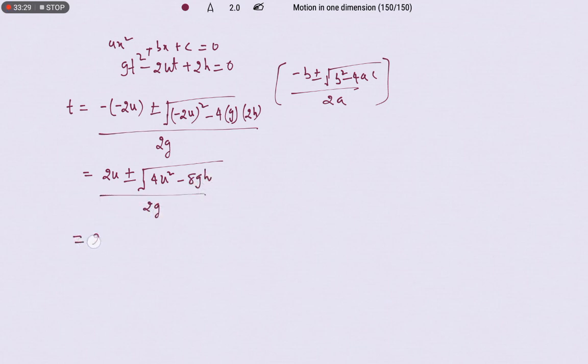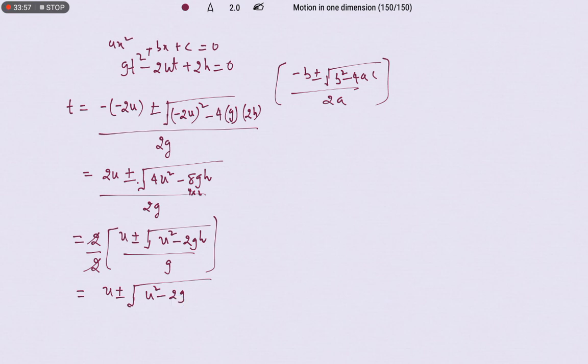So we can take the common 2u plus or minus. So here 4 comes outside and will become 2 here. I am taking the 2 common. So u square minus 2gh. Here also 4 into 2 we can write, 4 will come outside. I am taking the common, and the denominator will be g and by 2. So 2 cancel out. Therefore u plus or minus under root of u square minus 2gh by g is a solution for the quadratic equation.